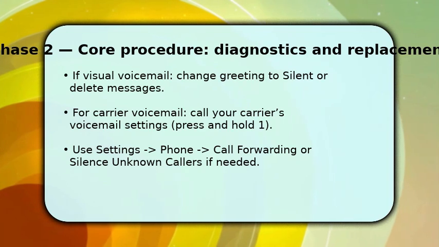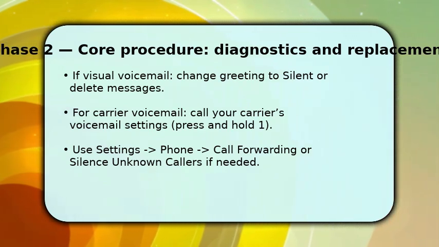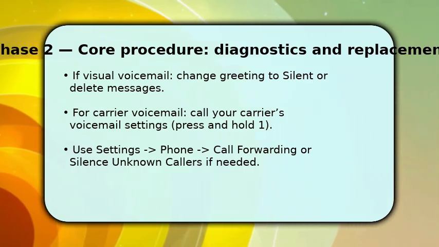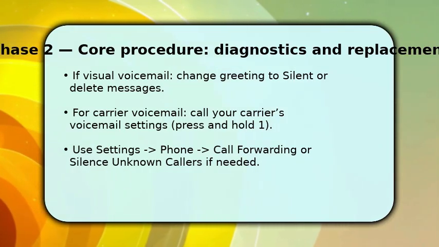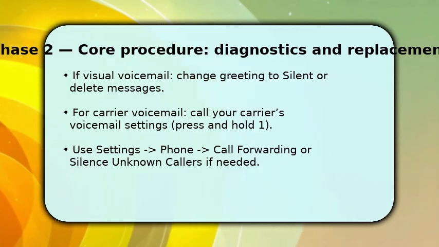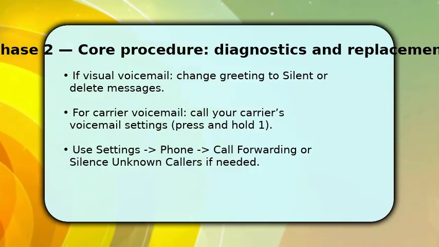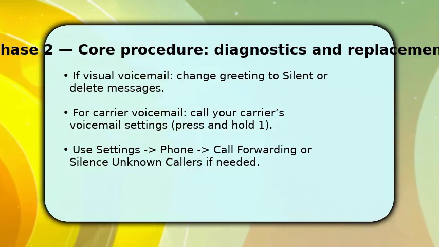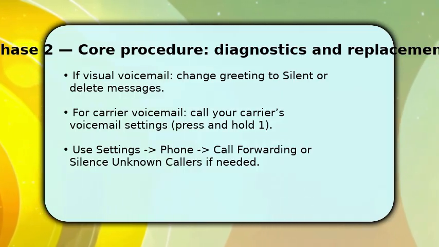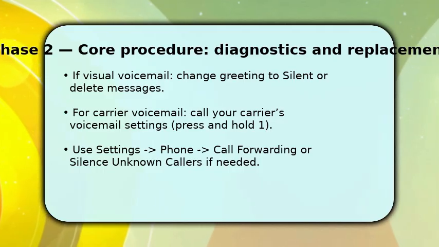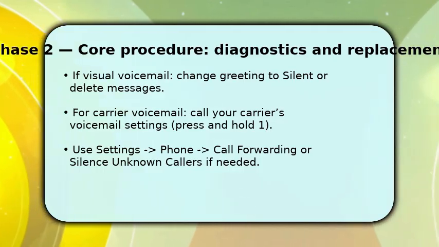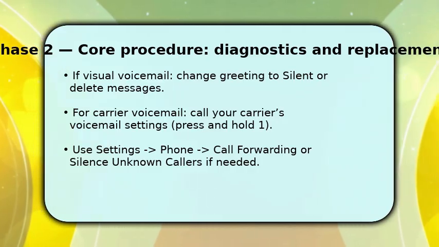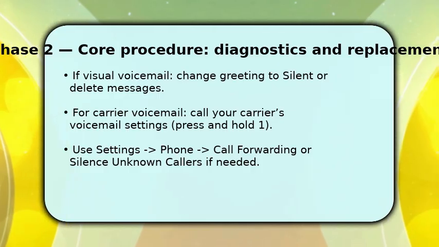Now you decide the path. Visual voicemail can be managed in the Voicemail tab: delete messages, and set a silent greeting to effectively disable it. For carrier voicemail, press and hold 1 to access the mailbox and follow the carrier prompts to deactivate, or call customer support to request removal. Alternatively, go to Settings, Phone, and enable call forwarding to a dead number, or toggle Silence Unknown Callers to reduce unwanted routing. Make sure to test a call after changing these options.